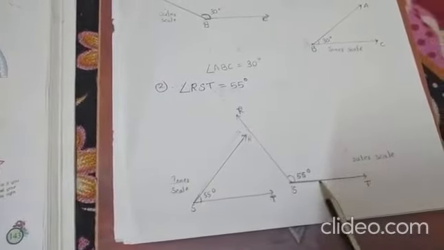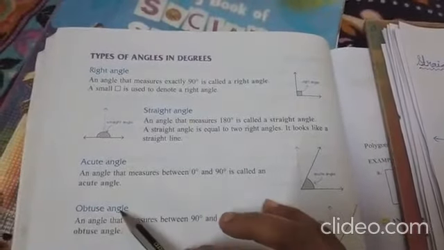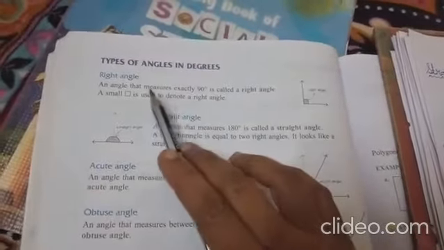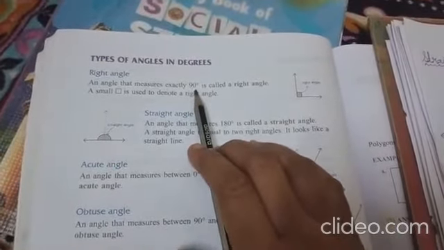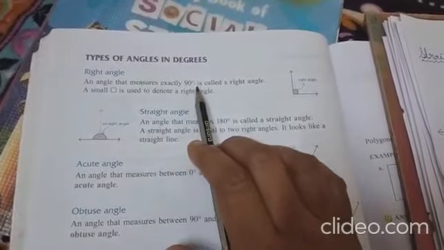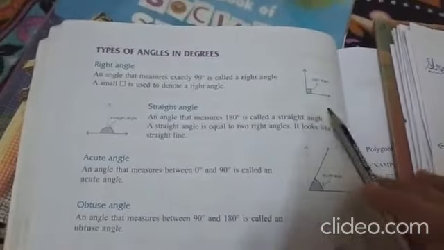Types of angles in degrees. Next one, types of angles in degrees. We have already learned, right? Right angle, straight angle, acute angle, obtuse angle. A right angle measures exactly 90 degrees. That is called a right angle. So the shape will be like this.